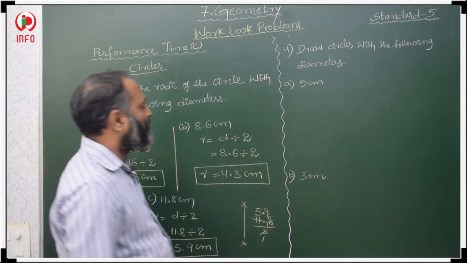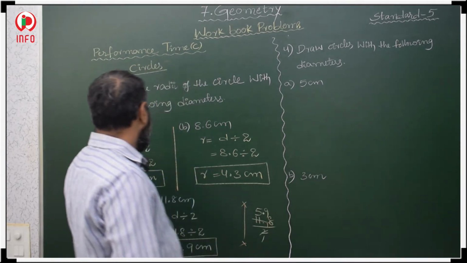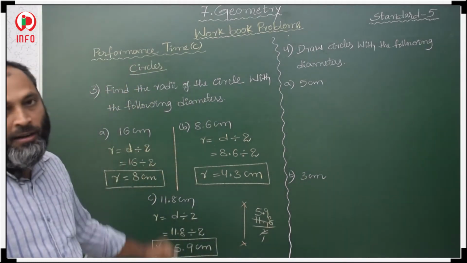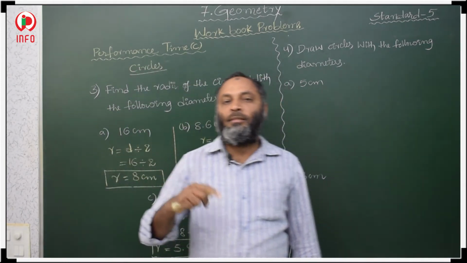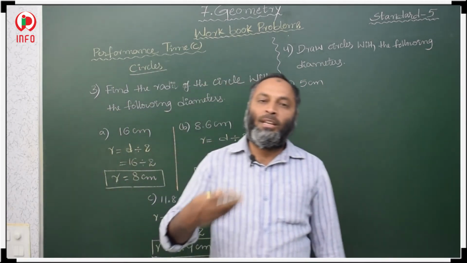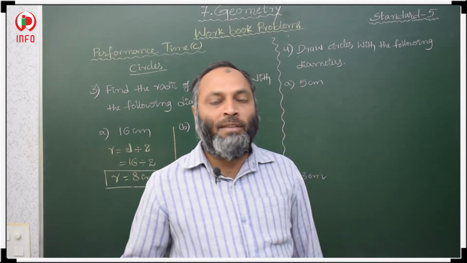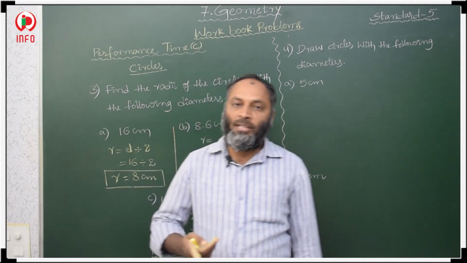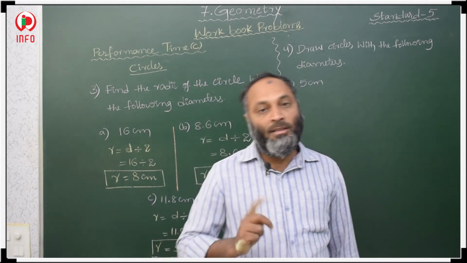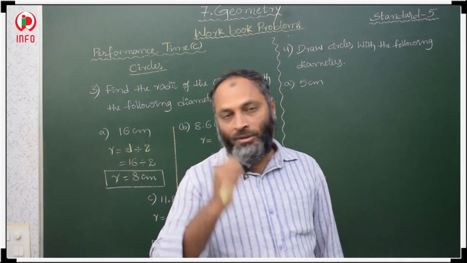Here he gave diameter and we found the radius. If radius is given, then how to find diameter? Just make it double, then you will get diameter. If diameter is given, then how to find radius? Just make it half. Diameter half is radius, radius double is diameter. These two you have to remember.